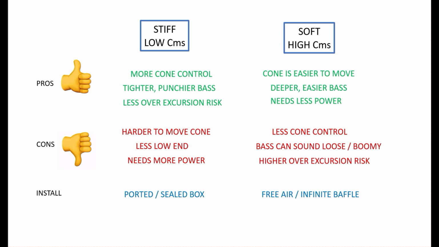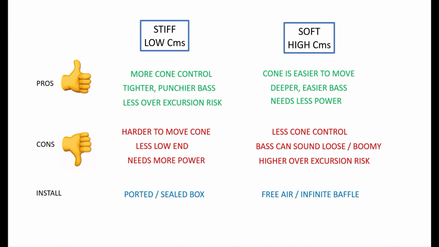Compared to a soft suspension subwoofer, the cone's going to be easy to move. You need less power. You need a smaller motor. But because there's less control, the bass can become a little loose and boomy, because the cone can overhang, but it's also much easier to get deeper bass, right? Because the cone extends more, and it's slower to return, so you get longer wavelengths, right? So these types of subwoofers are better suited to free air and infinite baffle.